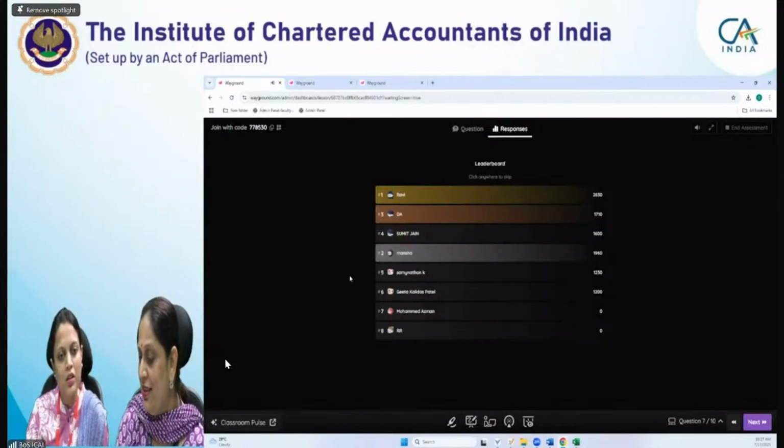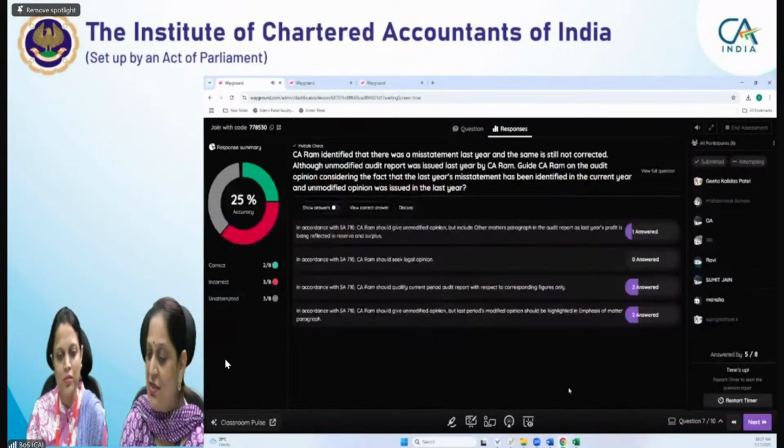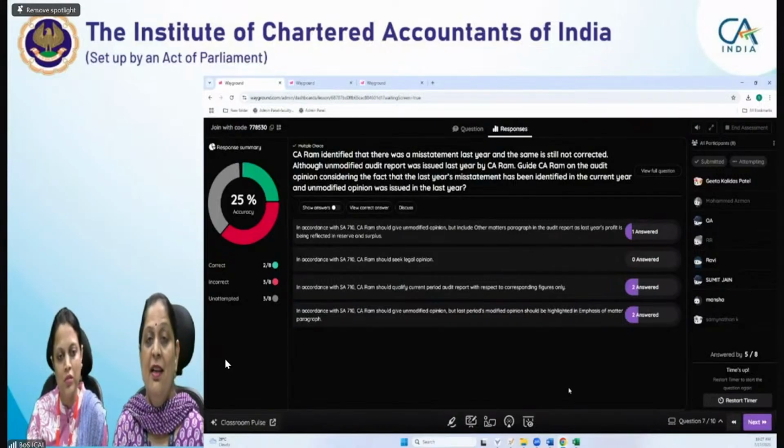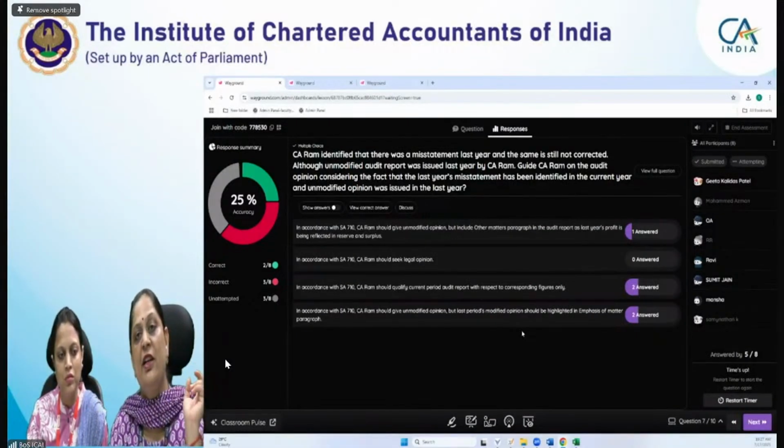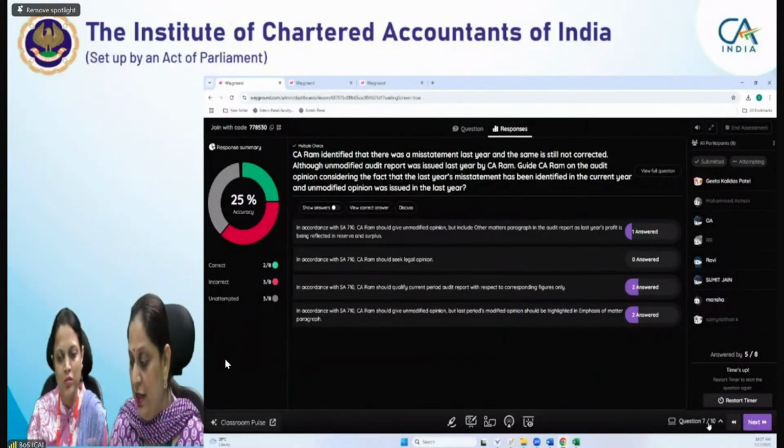So rather than discussing the responses, let's tell them the correct answer: as per 710, Ram can only give a qualified current period audit report, but with respect to corresponding figures only. Corresponding figures means previous year's figures only. Next question.